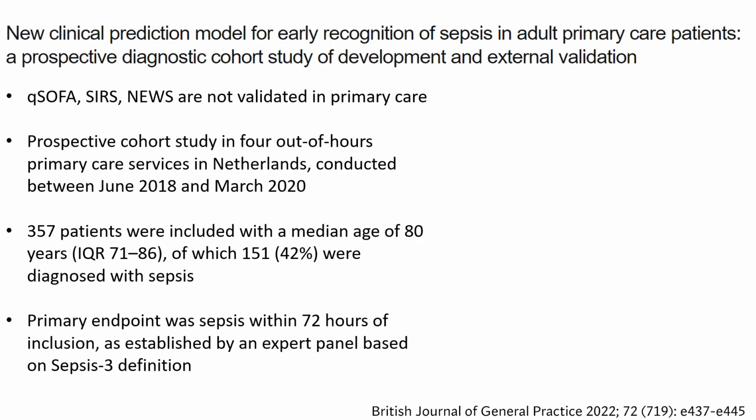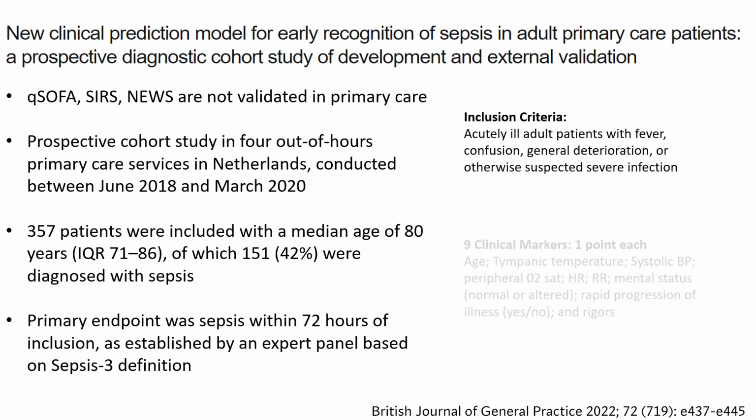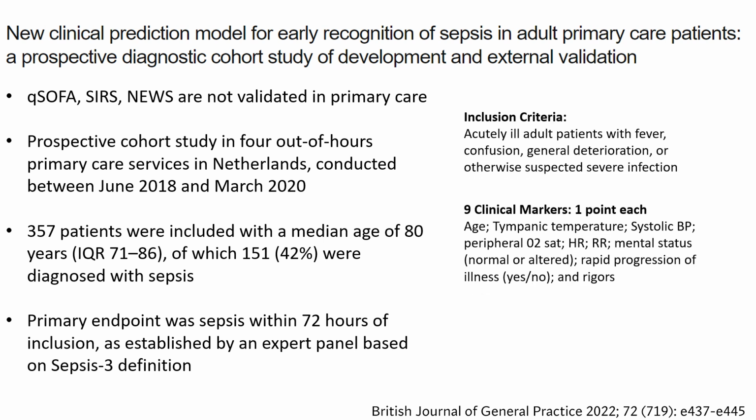In primary care settings, this prospective cohort study conducted in 4 of our primary care service centers in the Netherlands between 2018 and 2020 explored the possibility of including various clinical markers and biomarkers to predict sepsis sooner, at least within 72 hours of developing classic clinical symptoms that were part of the inclusion criteria, specified as an acutely ill patient with fever, confusion, deterioration, due to suspected severe infection.